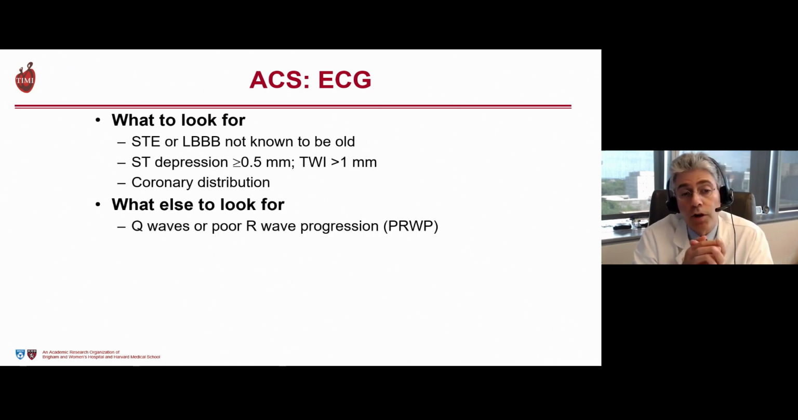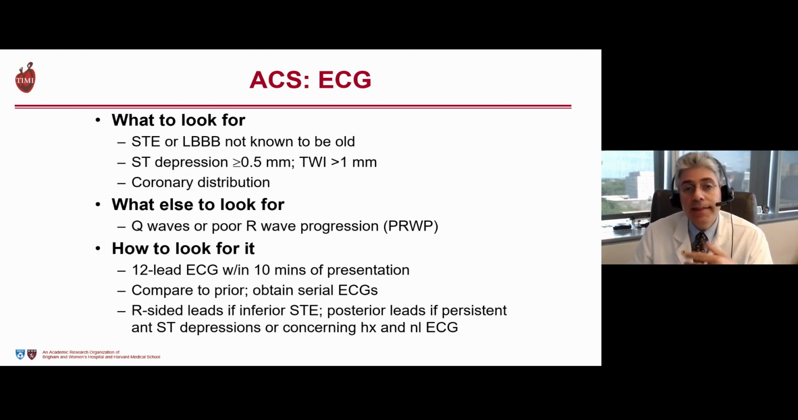What else to look for? Either Q waves, which could be indicative of a late presentation of the current acute coronary syndrome, or perhaps evidence of a prior myocardial infarction, or a form fruste of that, poor R-wave progression. And then how to look at the ECG. Certainly look at an ECG within 10 minutes of presentation, and always compare to prior ECGs. That's critically important to do.